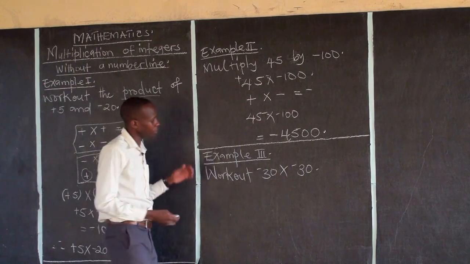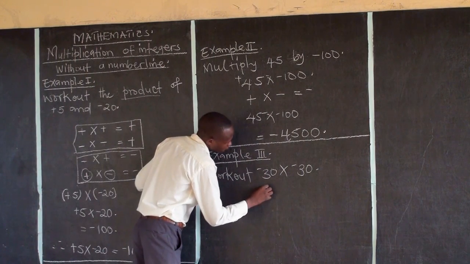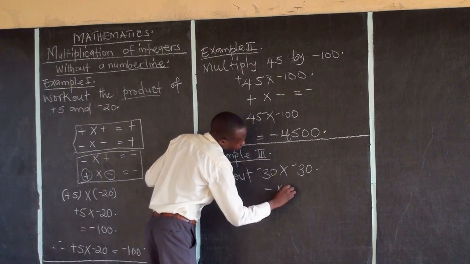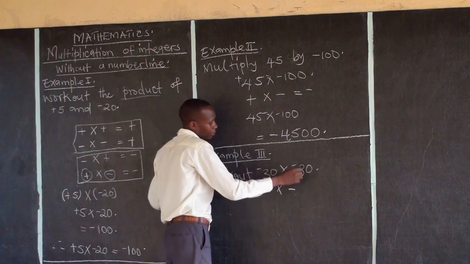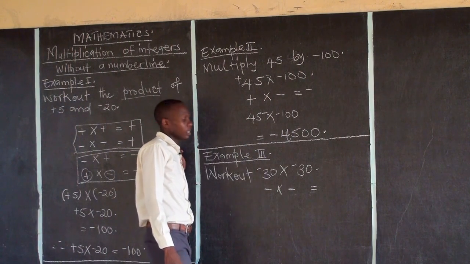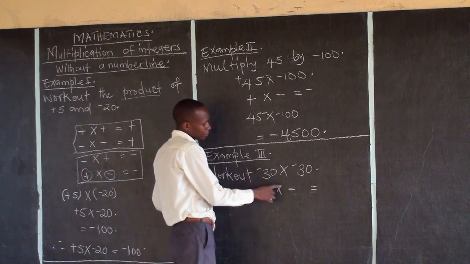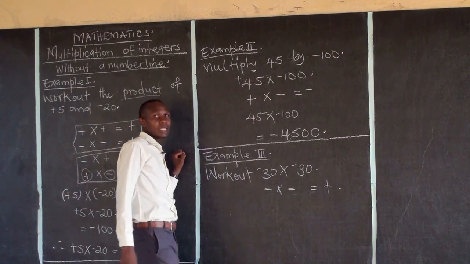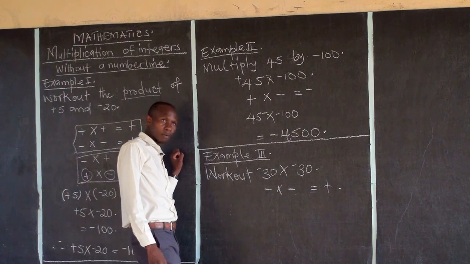The first thing we have to say, we have to take their signs. We have negative times, this side also a negative. We have negative times negative. Remember, according to our principles of indices or rules of indices, the negative times a negative, so we know the answer must be a positive product.